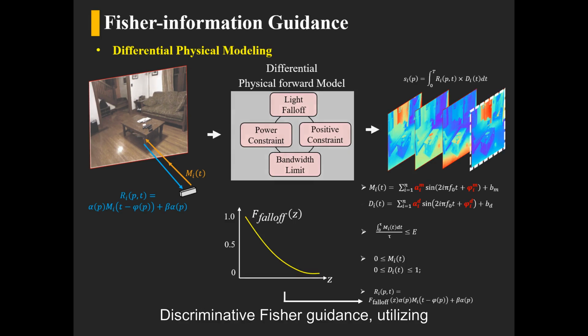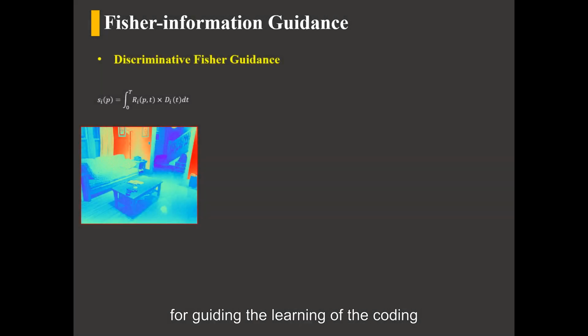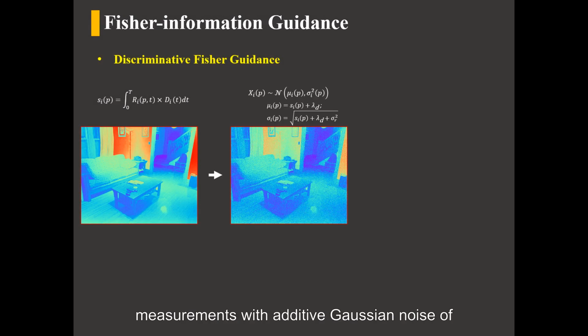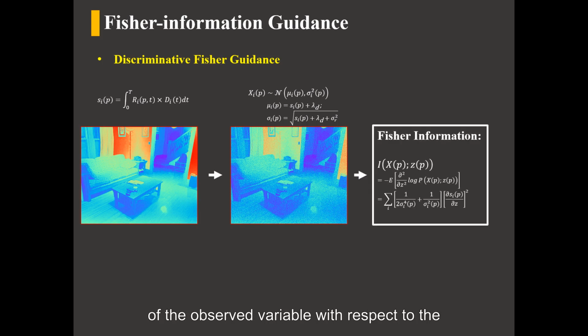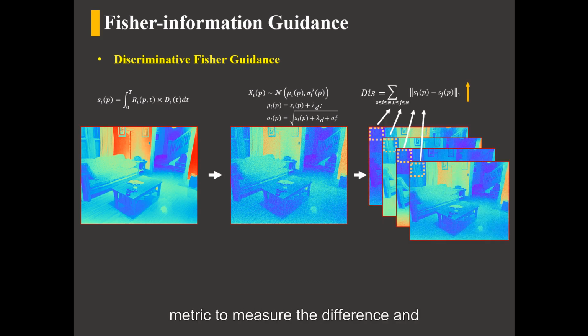Here we introduce the discriminative Fisher guidance, used for guiding the learning of the coding functions. Since we are targeting the large noise scenario, we approximate the noise of measurements with additive Gaussian noise of varying parameters. Then, we could derive the Fisher information of the observed variable with respect to the unknown parameter depth z, p, from the imaging model with noise. Besides, we introduce the discriminative metric to measure the difference and efficiency of different coding functions. Thus, the discriminative Fisher guidance is the summation of the Fisher information and discriminative metric.